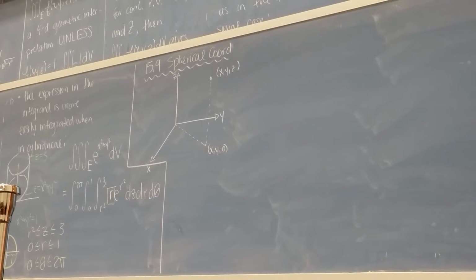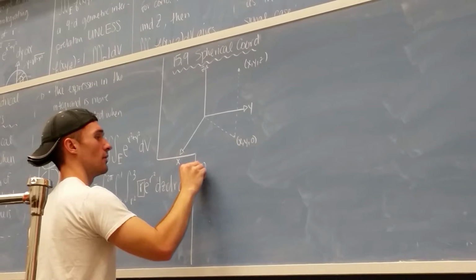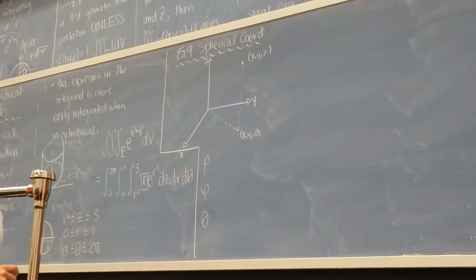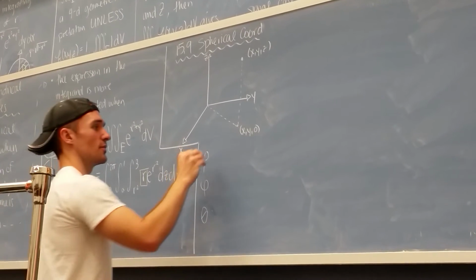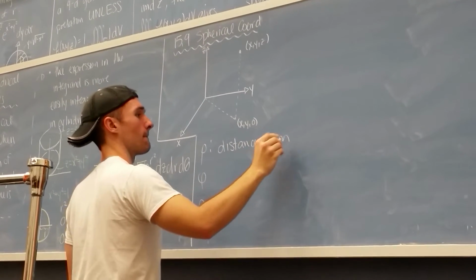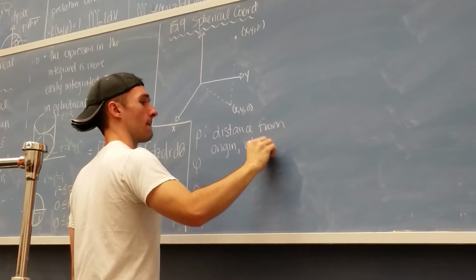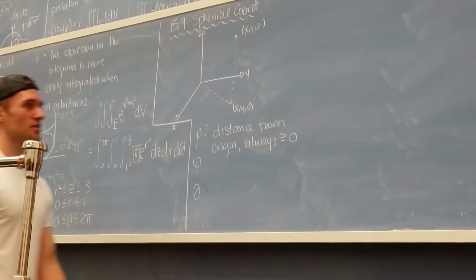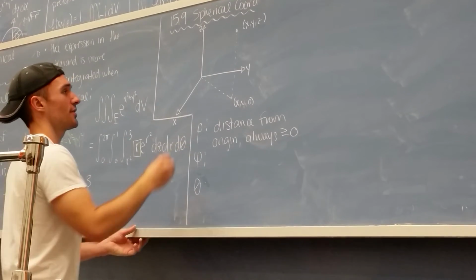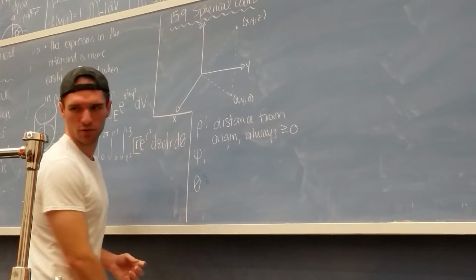Okay, so there are 3 variables in the spherical coordinate system. There's rho, phi, and theta, as you all know. So rho measures distance from the origin. And as you know, distance is always positive. So in our picture, that would be the straight line distance between the origin and whatever point we're trying to express.